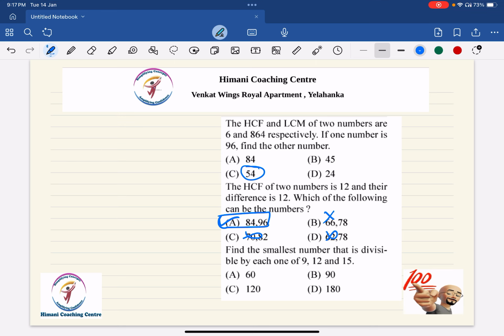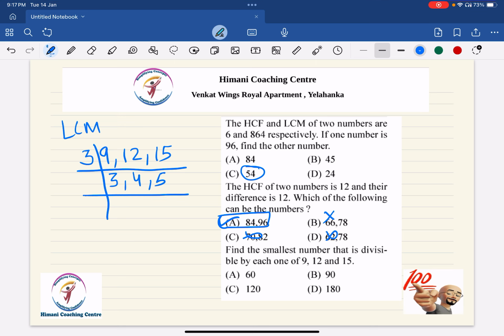Now, next question is, find the smallest number that is divisible by each one of 9, 12 and 15. Students, here we will do what? Find LCM. Now let us do LCM by the long division method which you would have learned. So prime factorizations we will do. 9, 12 and 15 all are divisible by 3. Let's do that. 3 3s are 9, 3 4s are 12, 3 5s are 15. Now we have got 3, 4, 5. So 3 1s are 3, 4 is not divisible, 5 is not divisible.